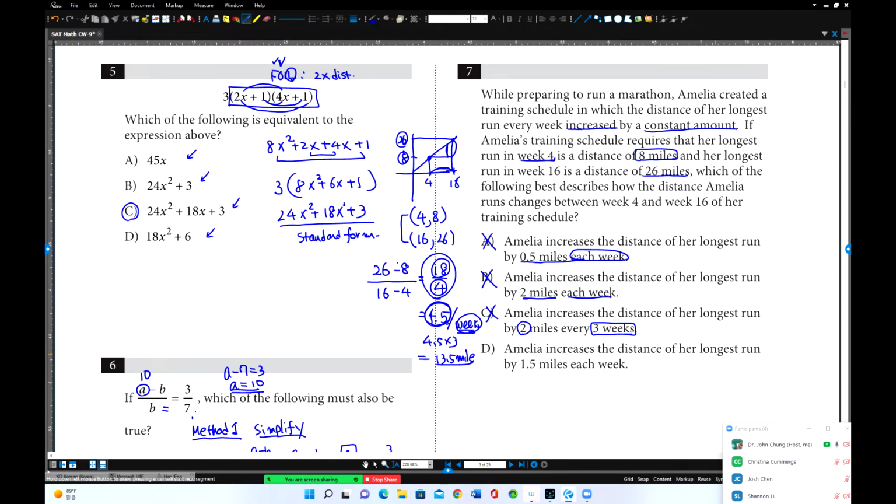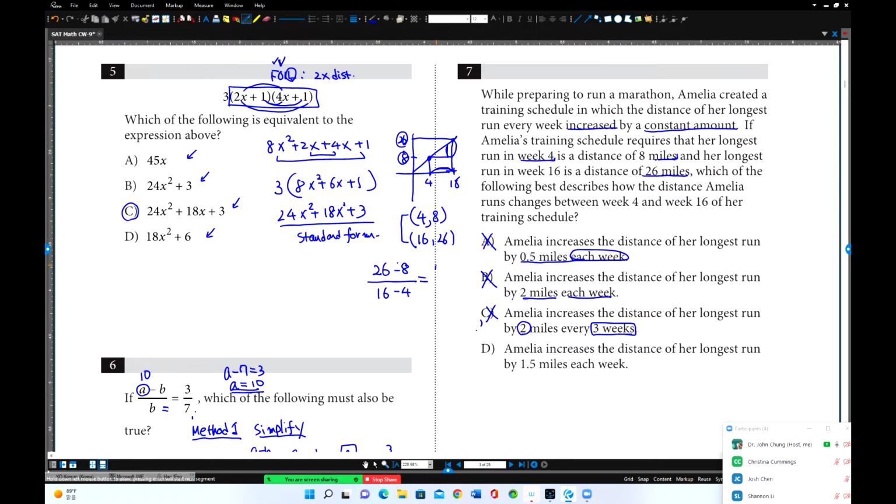Amelia increased the distance of her longest run 1.5 miles each week. But that's no answer. Let me check one more time. I'm sorry. Okay. 16 minus 4 is 12, okay? Oh my god, this is a big mistake. My apology, okay?